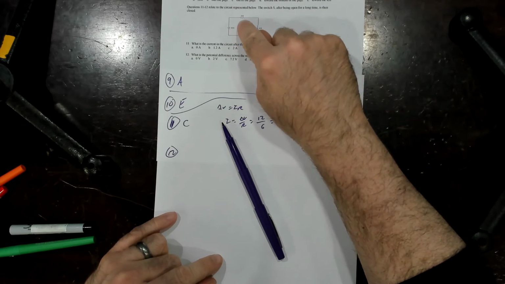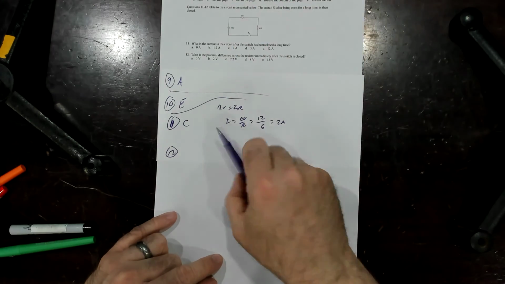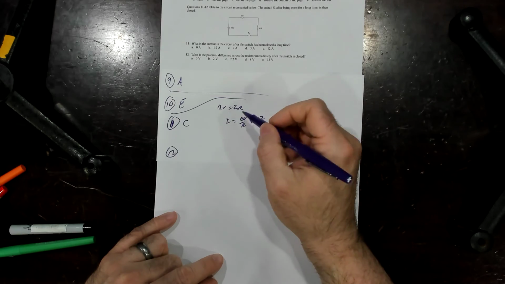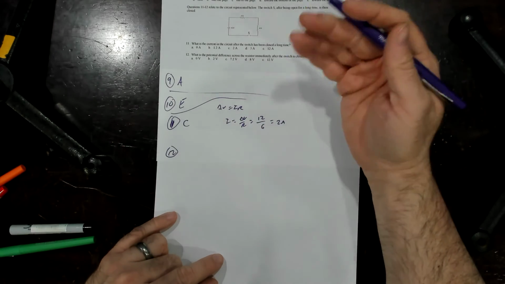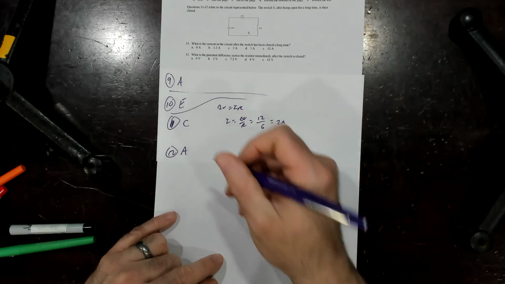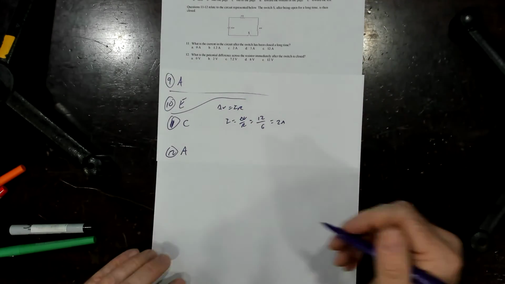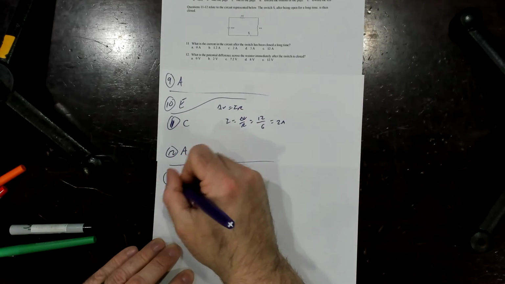When there's no current through a resistor, there's no delta V across the resistor, right? Because delta V is IR for a resistor. And so the potential difference across the resistor in the first second is 0. So it's going to build from 0. Which takes me to question 13, last question.